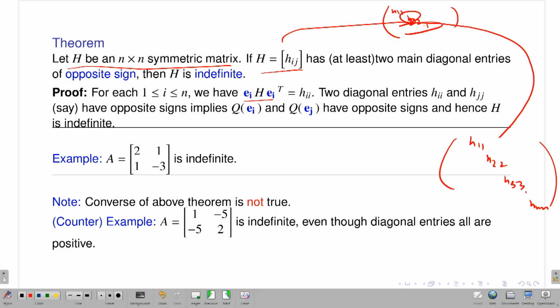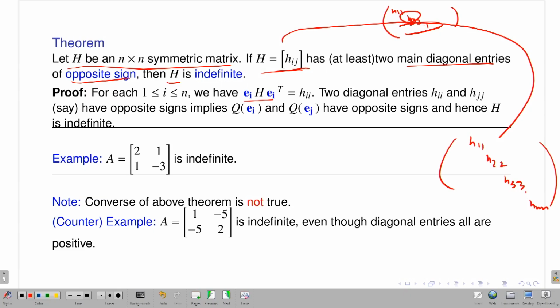So the statement says that if H has at least two main diagonal entries of opposite sign, suppose H11 is positive and H22 is negative, or any two of H11, H22, up to Hnn, then the matrix H is indefinite. Or I should say that because it is a symmetric matrix, the corresponding quadratic form is indefinite. So what is the definition of a quadratic form being indefinite?